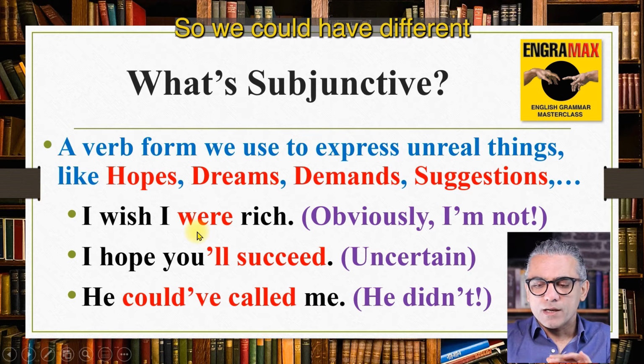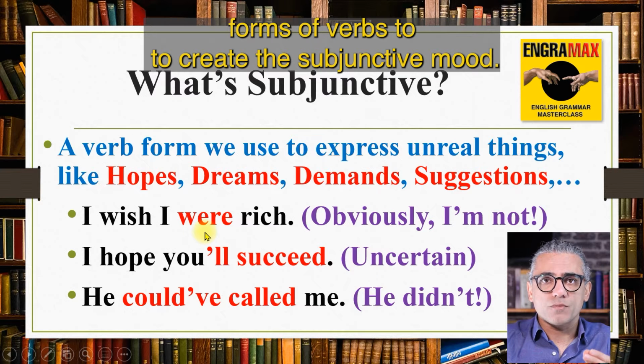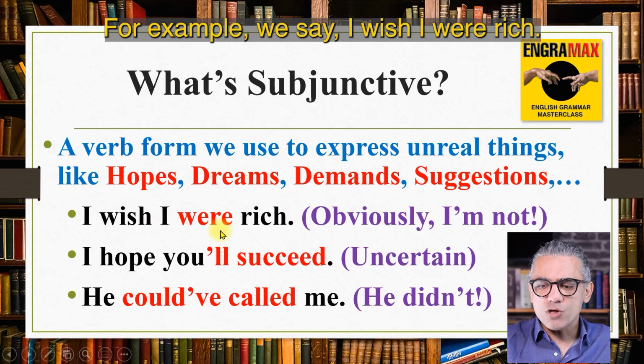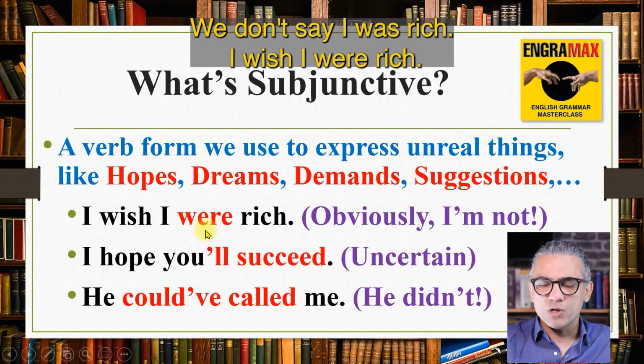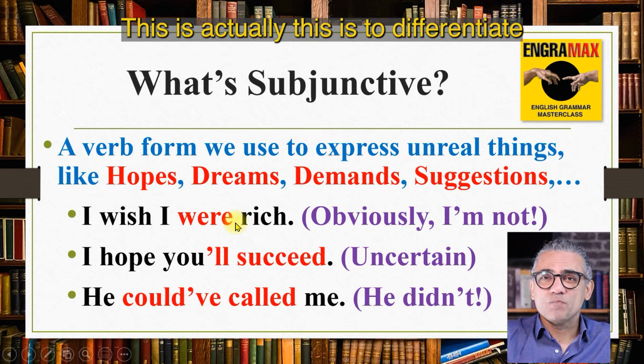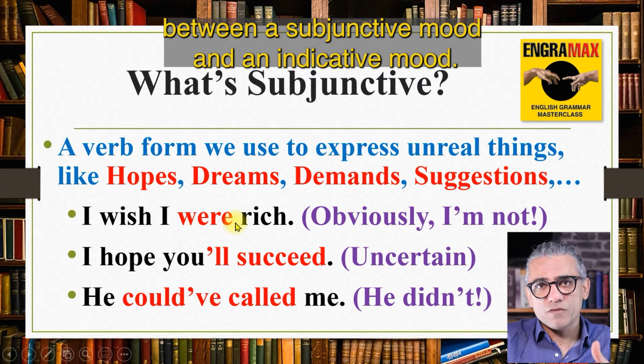So we could have different forms of verbs to create a subjunctive mood. For example, we say, I wish I were rich. You see, with wish, we don't say I was rich. I wish I were rich. This is to differentiate between a subjunctive mood and an indicative mood.